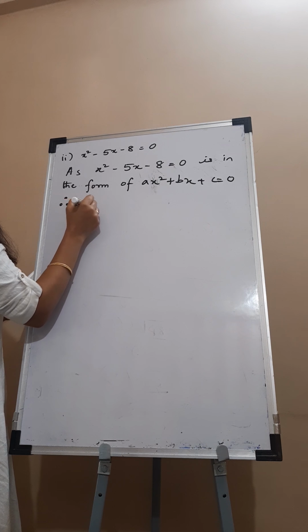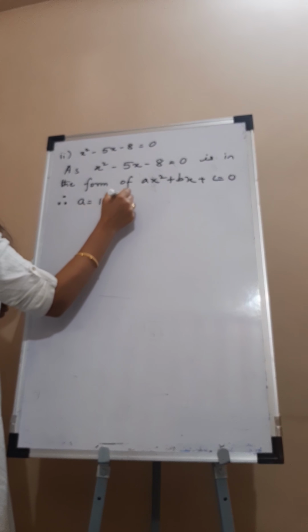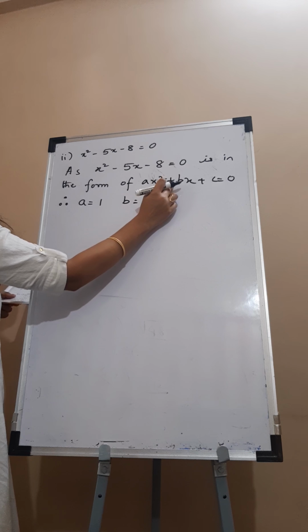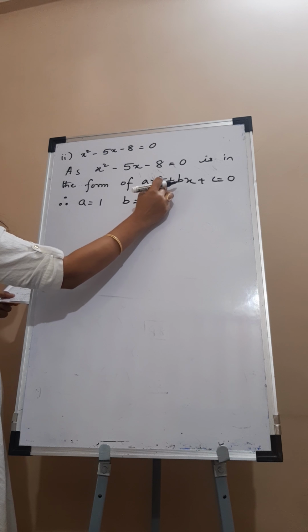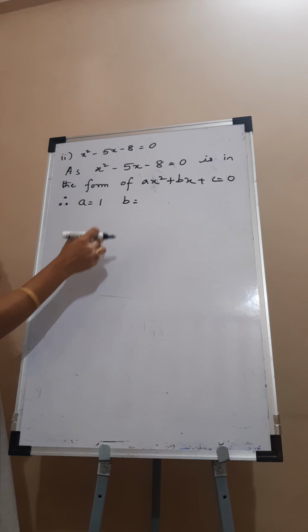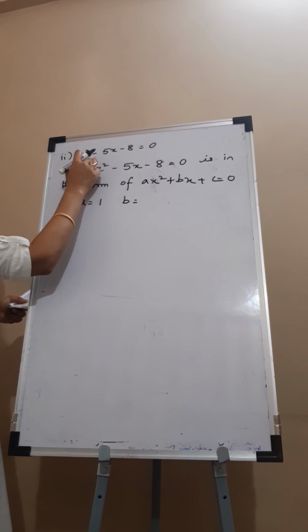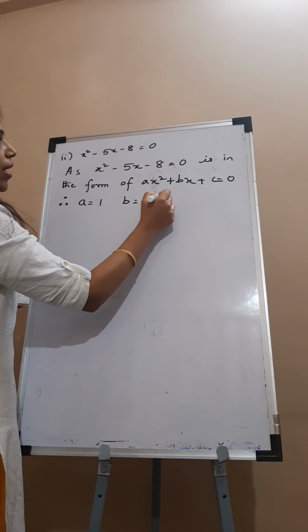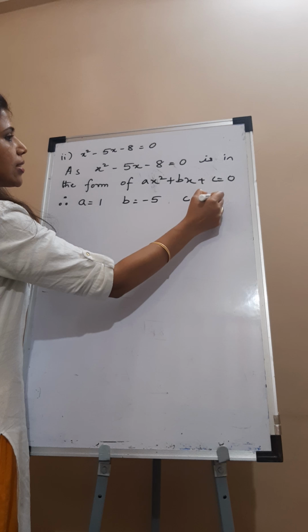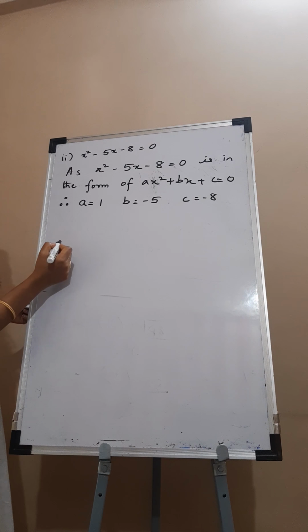Therefore, a is equal to 1, b is equal to, because it's a plus sign over here before b, so when you are writing the value of b, you have to consider the sign as well. So it is minus 5 and c is equal to minus 8. Is it clear till here?